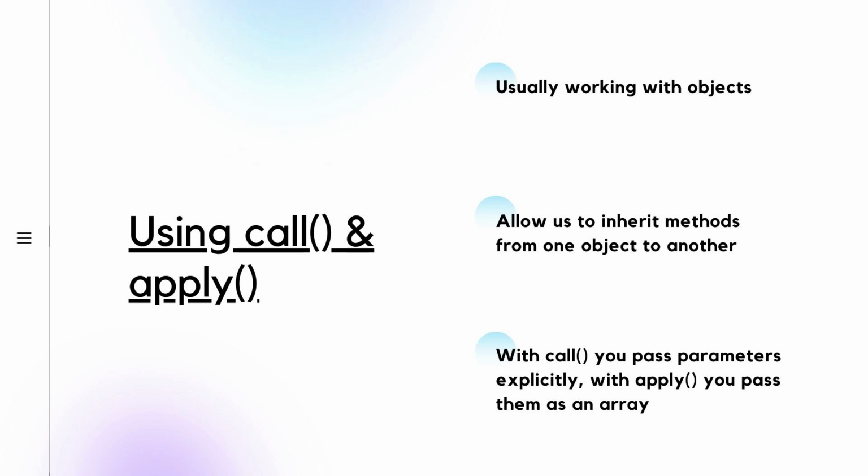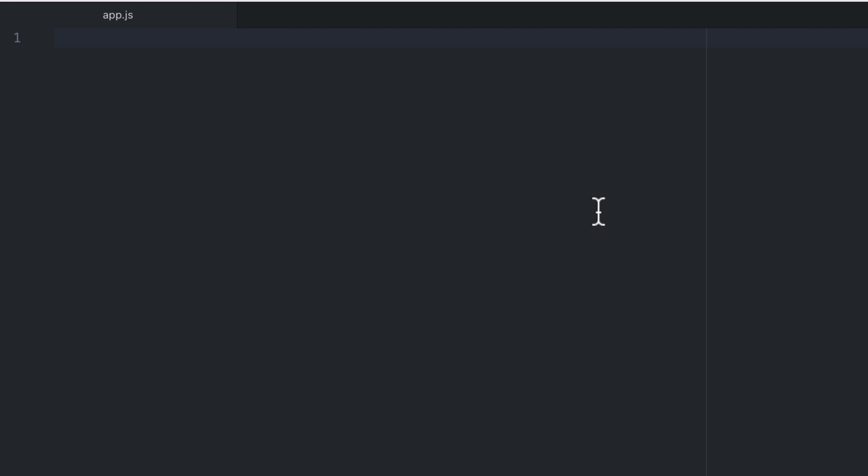Whilst the concepts behind call and apply are similar, the important difference to note is that when you use call, you pass the parameters explicitly, whereas with apply, you pass the second argument as an array. So let's look at an example to clarify this. We'll start by looking at the call method.